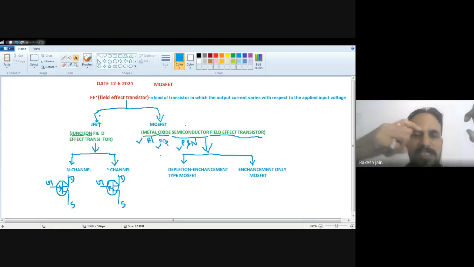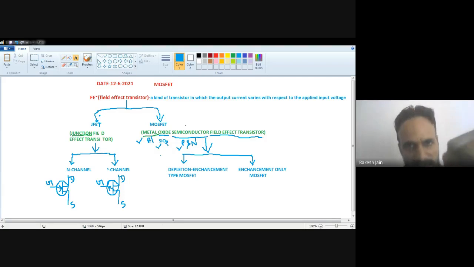One is known as depletion enhancement. The meaning of depletion is decrease in, and the meaning of enhancement is increase in. So in which thing will you see the increase and decrease during working? In the charge carriers. That's why it is a kind of device in which, for one condition of applied input voltage, the output current will decrease. It means the number of charge carriers will decrease. You will see how it is possible.